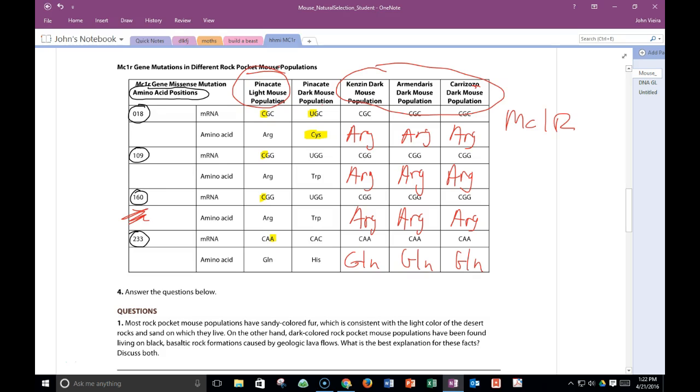These dark mice all have the same DNA. They do not have the four mutations that it took in order to make these light mice dark. Yet they are dark. Think, discuss with your neighbor, what does this imply? What can we infer from this information? What did the scientists have to infer from this information? Talk to your partner, and then I'm going to call on you. Tell me what this means about these mice that were dark in other lava flows.